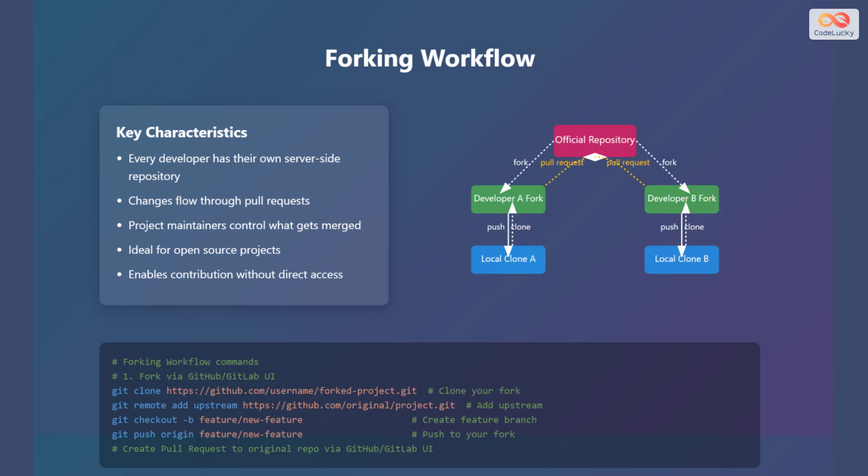Let's look at the commands. First, you fork via the GitHub or GitLab user interface. Clone your forked repository by using git clone followed by the URL. Add the original repository as upstream by using the command git remote add upstream followed by the original project URL. Then you can create a feature branch by using git checkout -b feature/new-feature. Finally, push the changes to your forked repository by using git push origin feature/new-feature. Then create a pull request to the original repository via the GitHub or GitLab user interface.